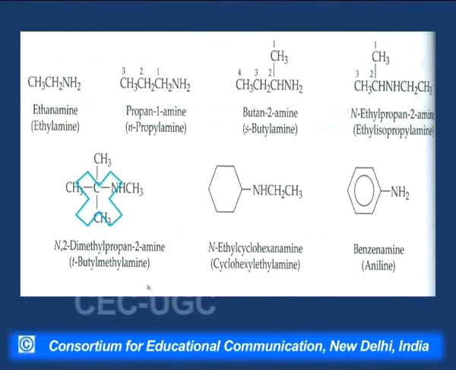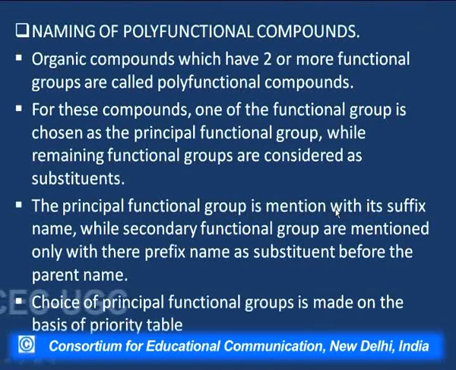Next is an example of a cyclohexylamine and then an example of an aromatic amine, that is aniline, which will be again discussed in detail later on. Now if I go on to polyfunctional compounds. Till now what we've discussed is monofunctional compounds.